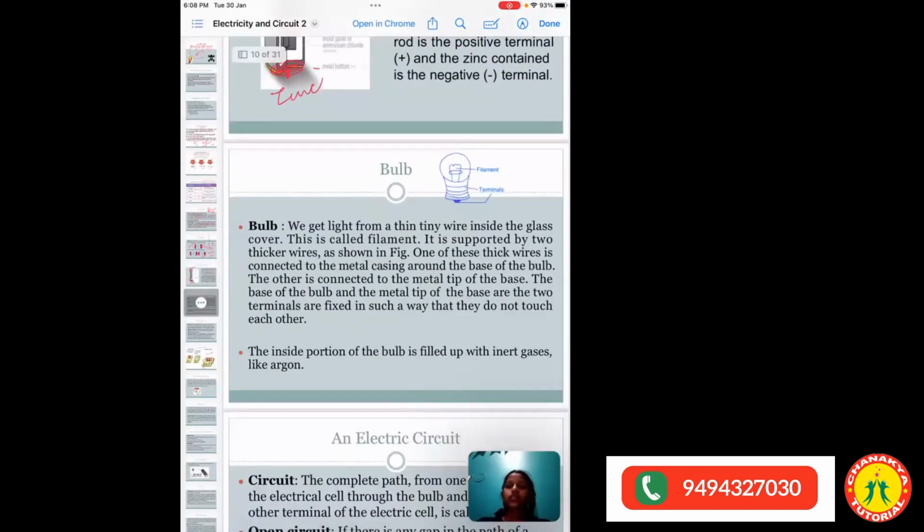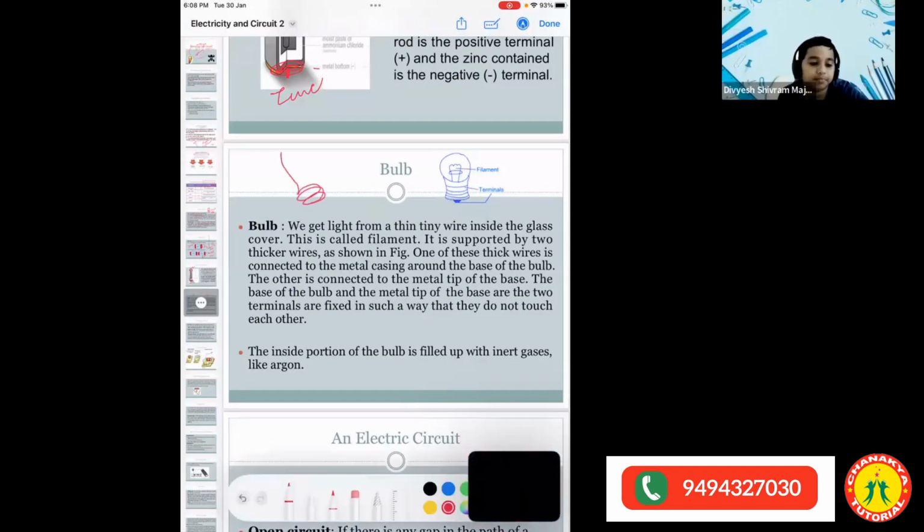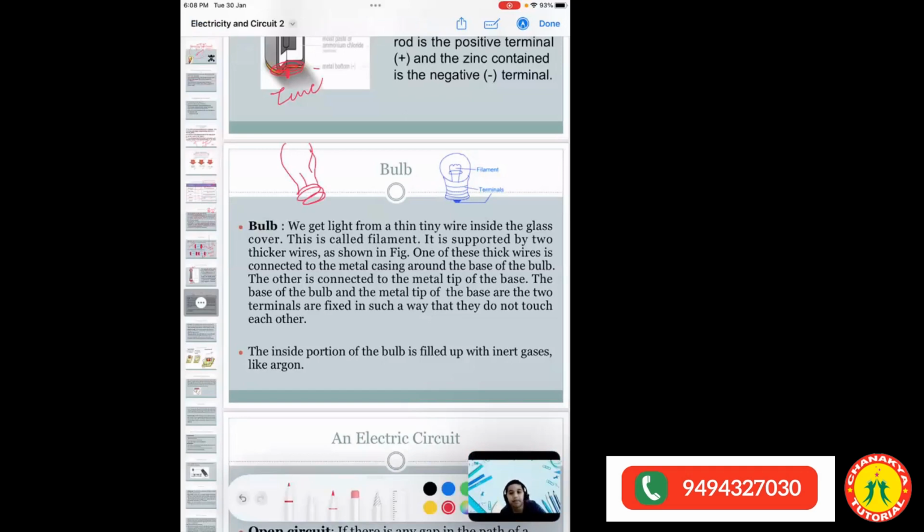Okay. Now, next one, the bulb. We get light from thin, tiny wires inside the glass cover. That is called a filament. You might have seen inside the bulb, what do we have? Yes, ma'am, we have one kind of wire like this, and that is called a filament.